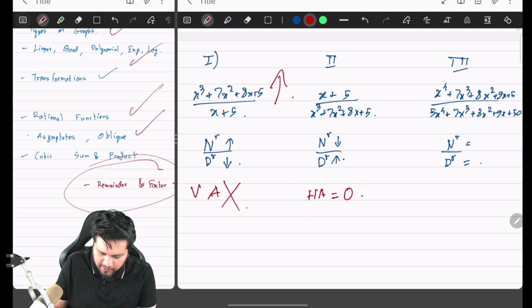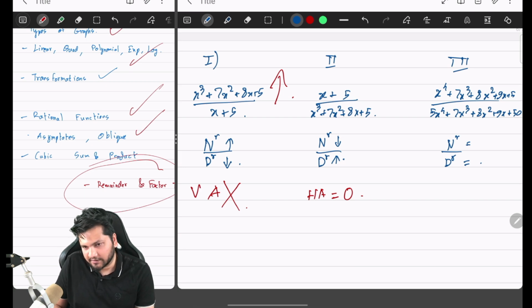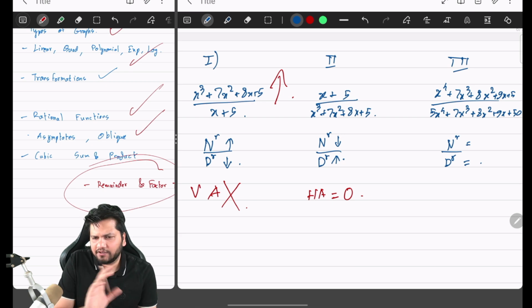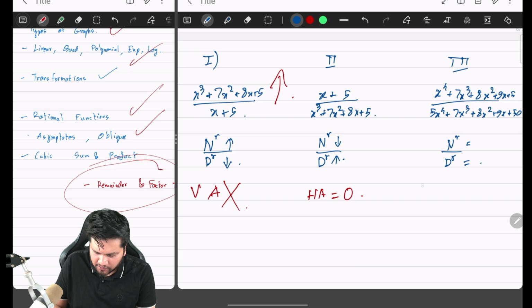But when it comes to something like this, where the degree of numerator and denominator is the same, what will happen? Just consider infinity as a constant. Infinity is a number which is like in trillions, something like 10 to the power of, I don't know, some thousands. But at the end of the day, let's consider that as a constant. So I'll take out this x to the power of 4 outside from the numerator, and at the same time I'll take out x to the power of 4 from the denominator.